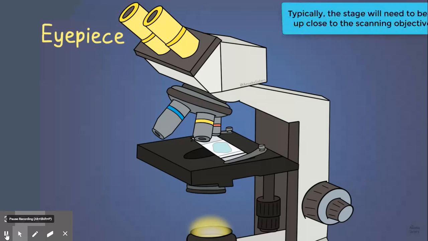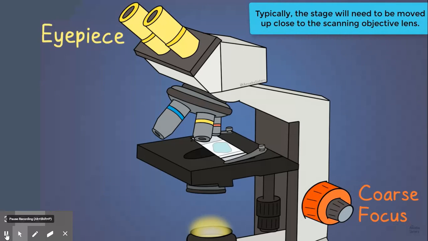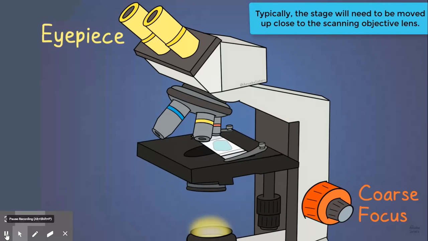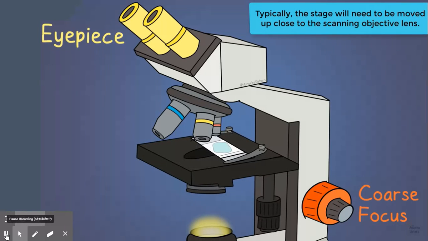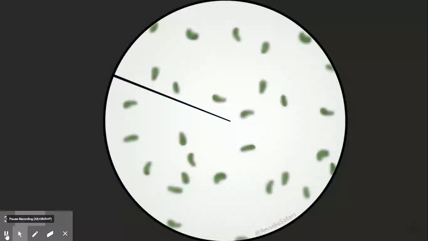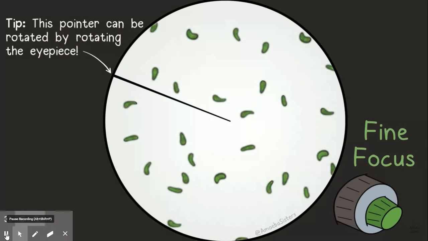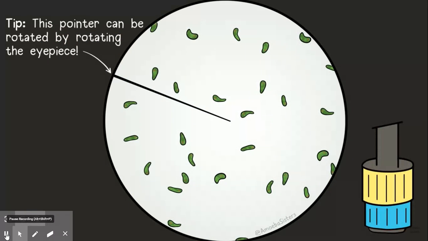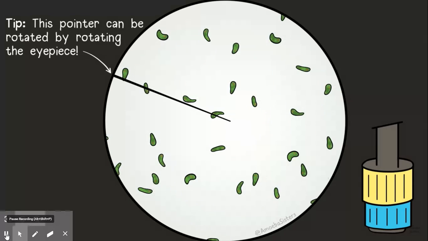I can look through the eyepiece and use the coarse focus knob to move the stage up or down slightly to focus. Patience. I can also fine-tune focus it with the fine focus knob. I can use the stage knobs to center my image.